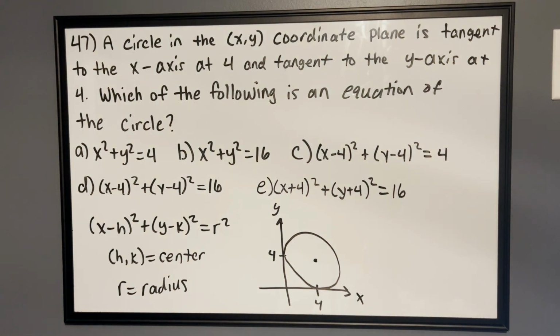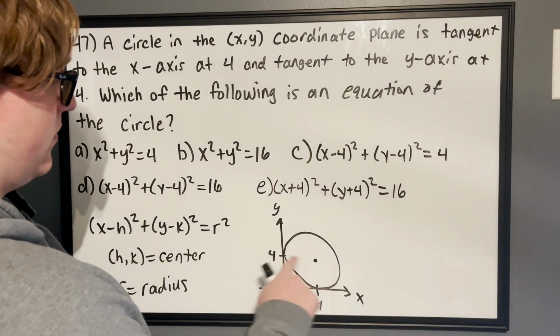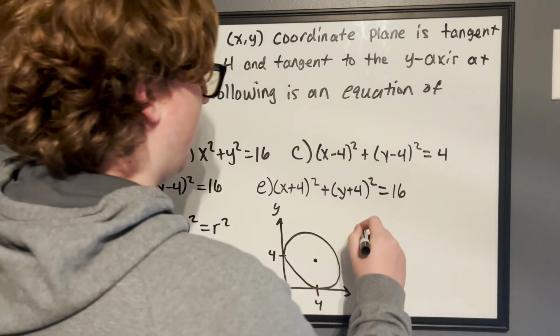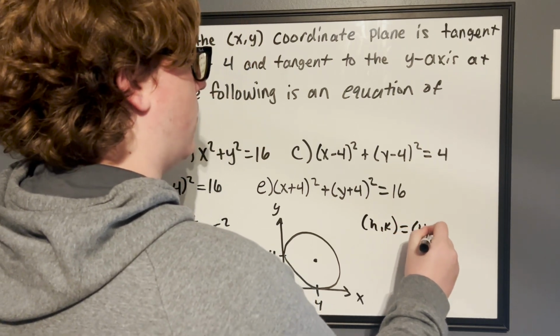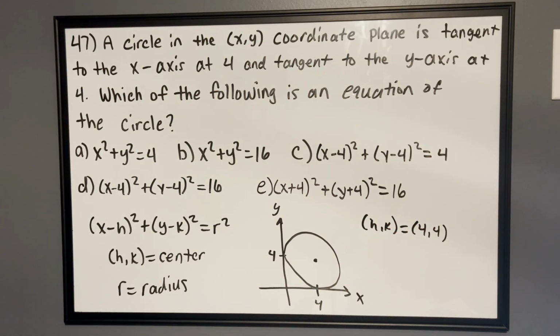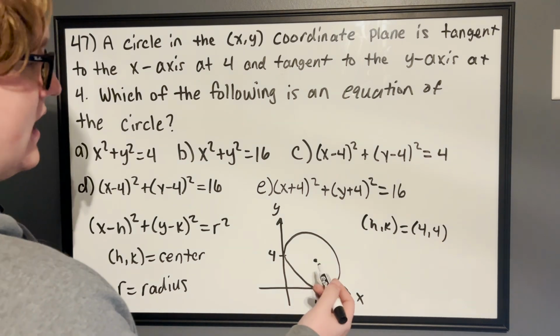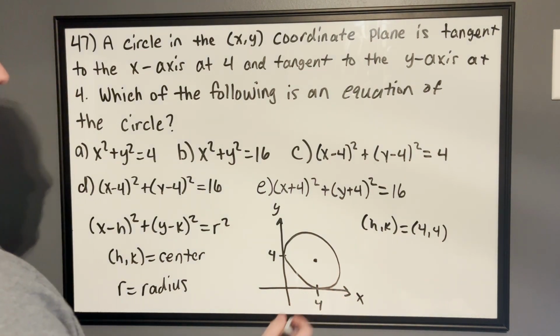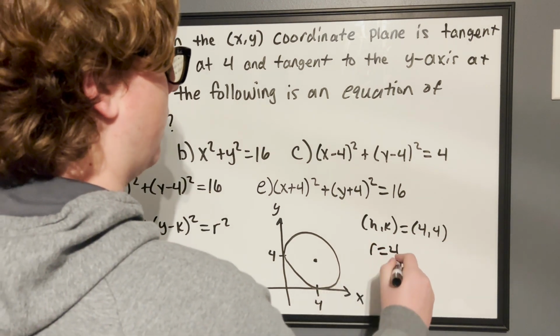So we know that the center is going to be 4, 4 because it lines up perfectly, so (h, k), the center, is equal to (4, 4). Now we just need to look at the radius. Well, we know that it touches at (4, 0). So that means that it goes from (4, 0) to (4, 4). That's an increase of 4 units. The radius is equal to 4.